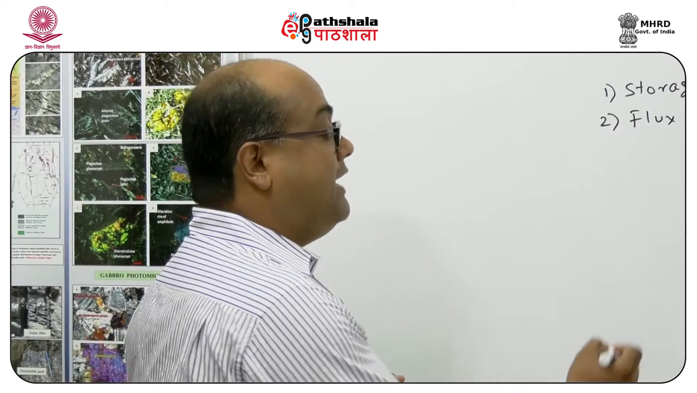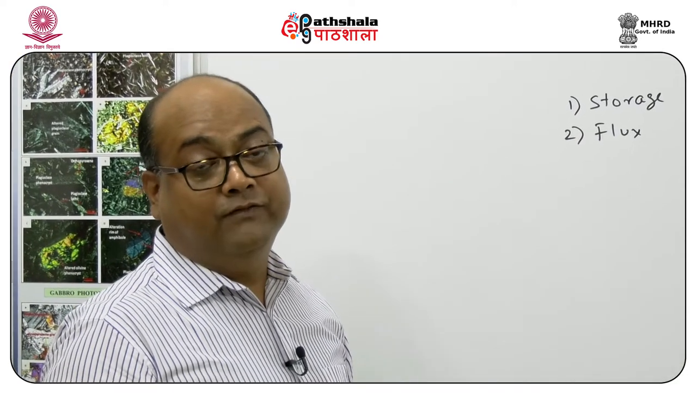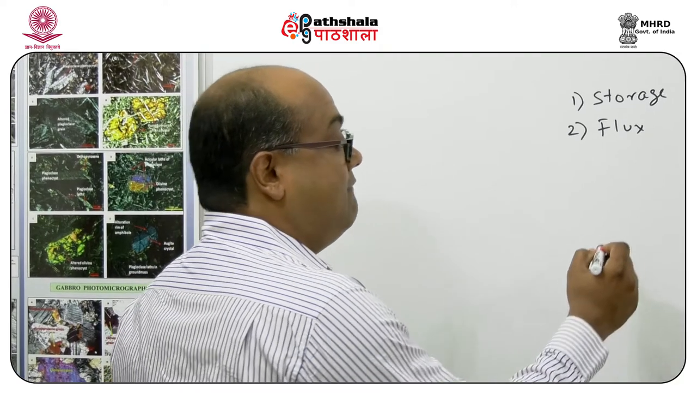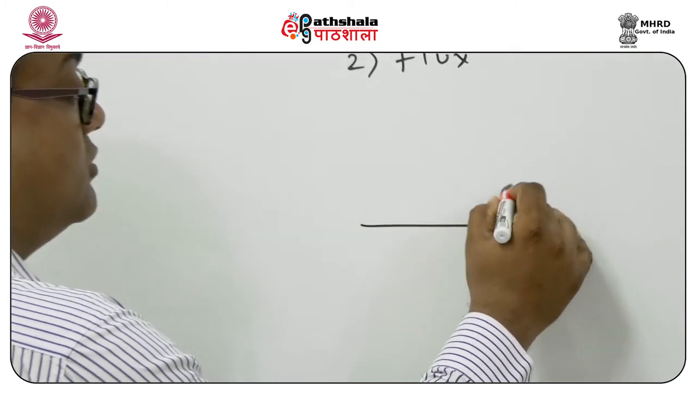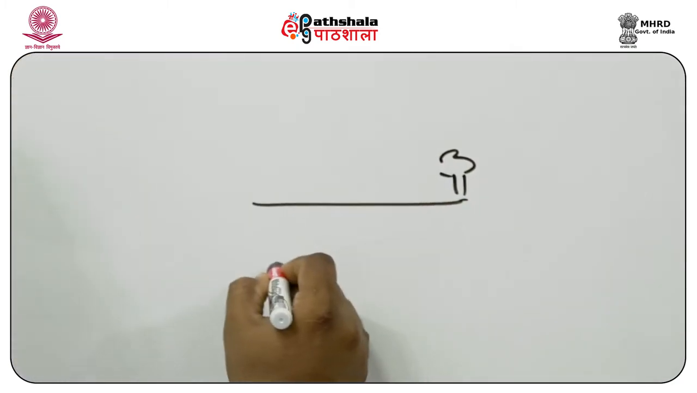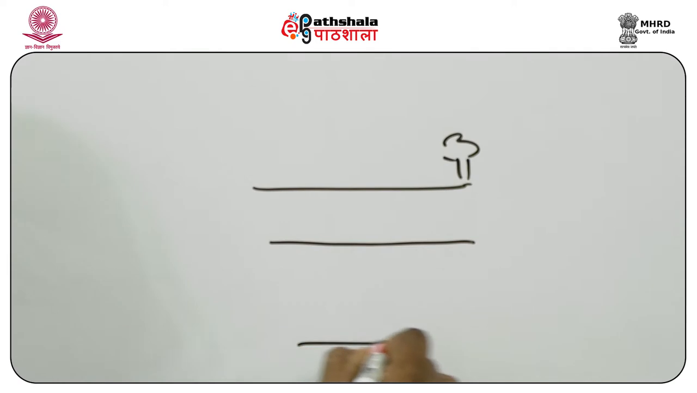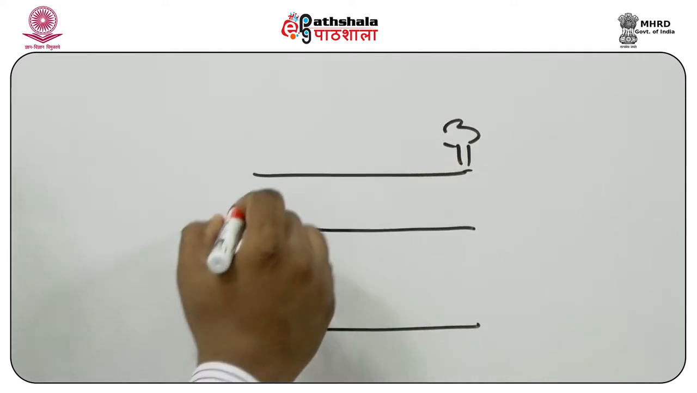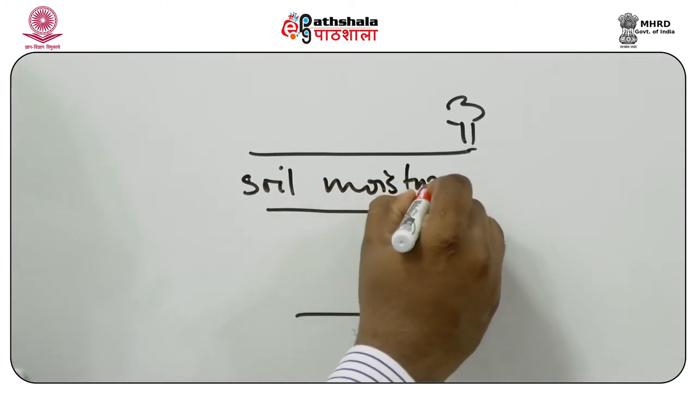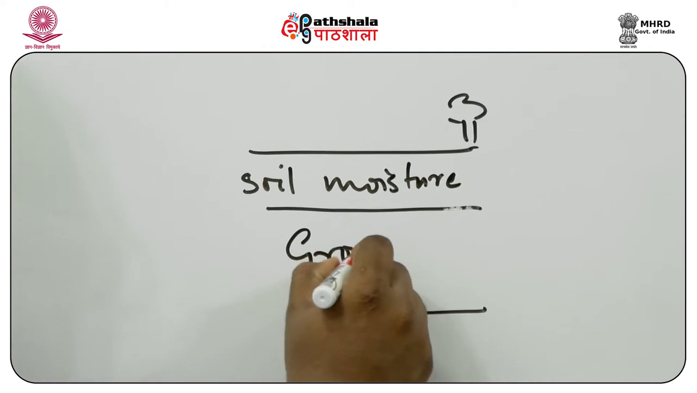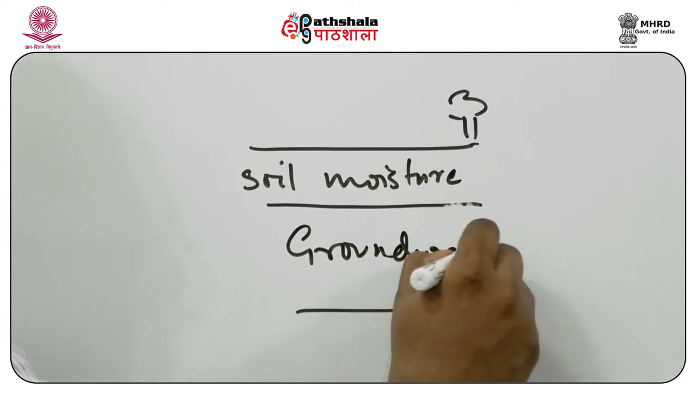Now, if we first talk about the storage, we have to understand that the land storage part is a very important component. What do we mean by land storage? If we look at the vertical cross section of the land surface, we can roughly say that if this is the surface, then this is the vegetation. There are different components of storage present below the surface of the earth. Remember, soil moisture is one component of storage. Groundwater again is another component of storage.